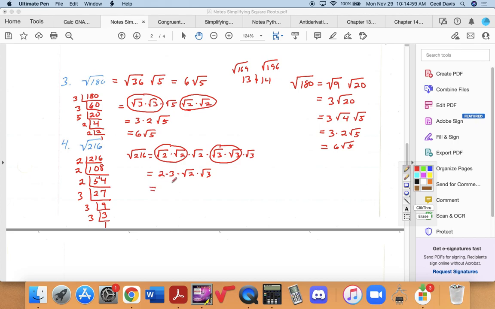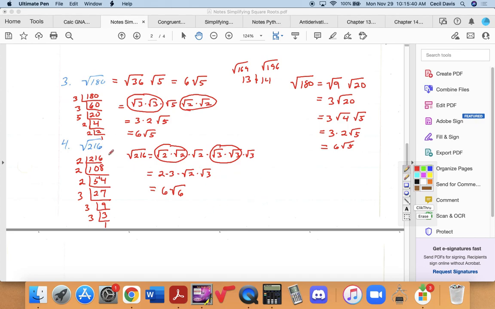So 2 times 3 is 6. The square root of 2 times the square root of 3 is not 6, but the square root of 6. So this simplifies to 6 square roots of 6. By the way, most people don't look at that and go, oh yeah, that's 36 times 6. 216 is 36 times 6. Very few people will look at that and go, oh yeah, I knew that.